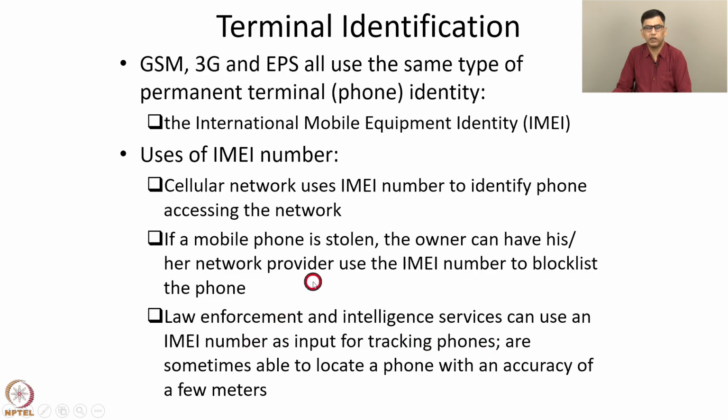So IMEI number can be used for tracking cell phones, and this is especially useful where the cell phone has been stolen or the cell phone is being used by some person suspected of a crime, and so on and so forth. So IMEI number is useful for such tracking applications.